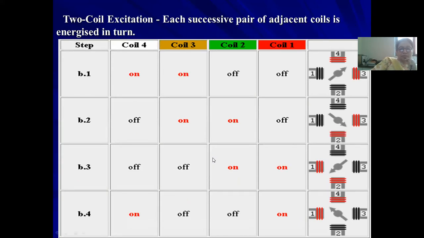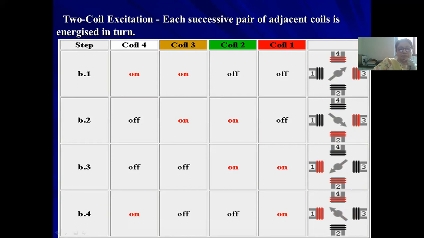Now the second pattern is called the two-coil excitation method. In the two-coil excitation method, each successive pair of adjacent coils is energized, as we can see in the diagram. In the first row, coil number 4 and coil number 3 are energized. Second row, the coil number 3 and 2 are energized, so on and so forth. So the resultant stable position of the rotor will be aligned like this. This is the stable position of the rotor. So this forms the one complete circle of 360 degrees.